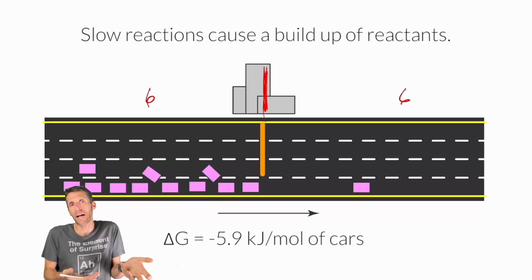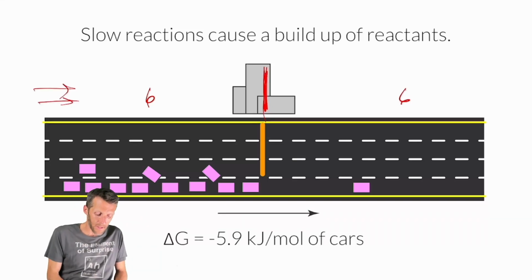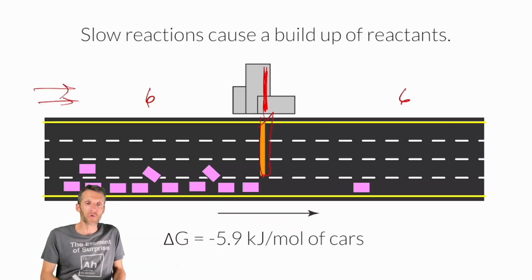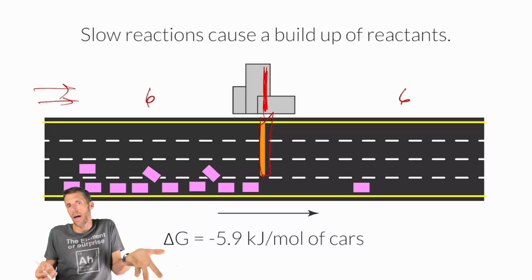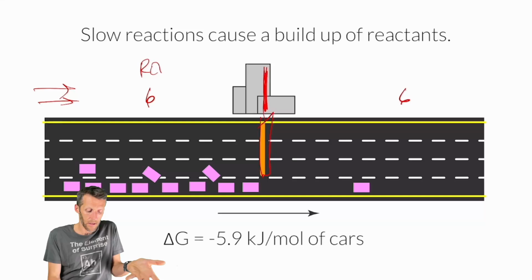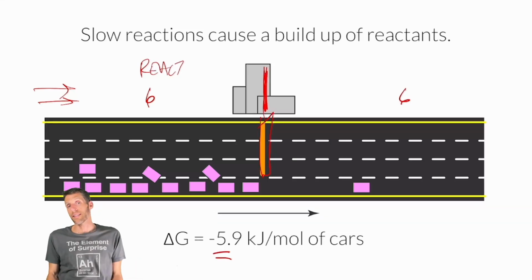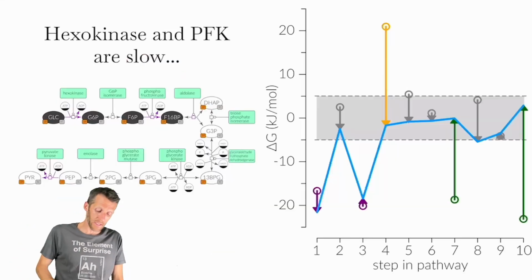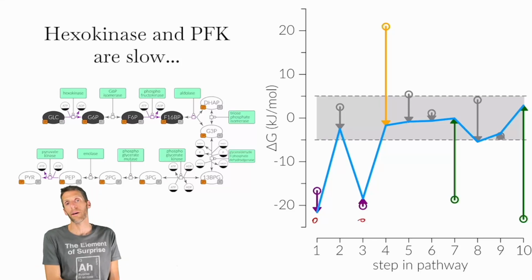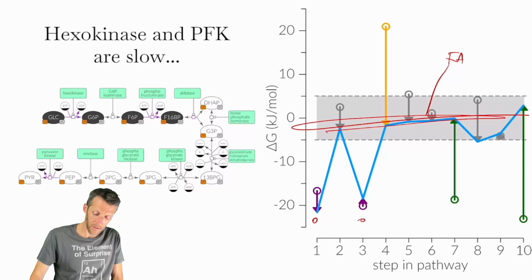If you add a reaction, or if you make it slower, you keep dumping in cars at the same rate, but now you have something that constricts the flow of cars through the city. You're going to build up extra reactants, and your delta G is going to be negative. So what this is saying is slow reactions cause the buildup of reactants, which means these two reactions that are out of equilibrium are slow. These other reactions are fast.